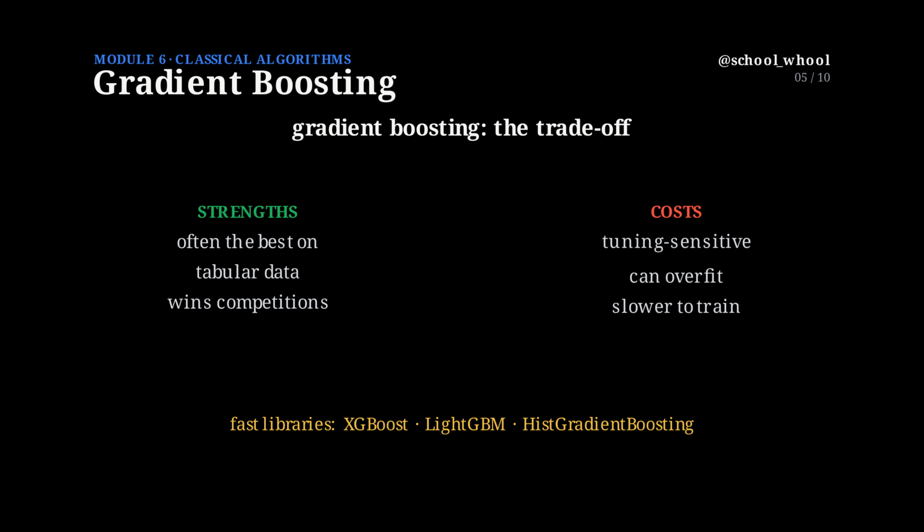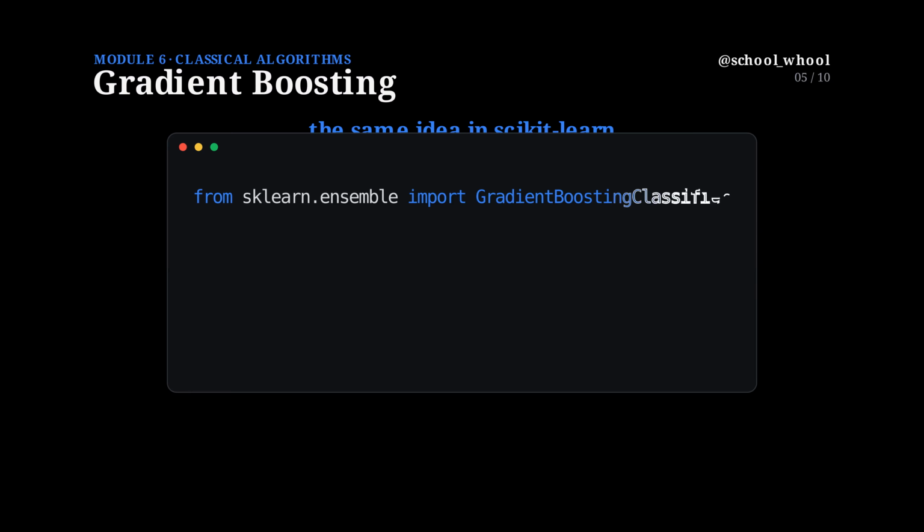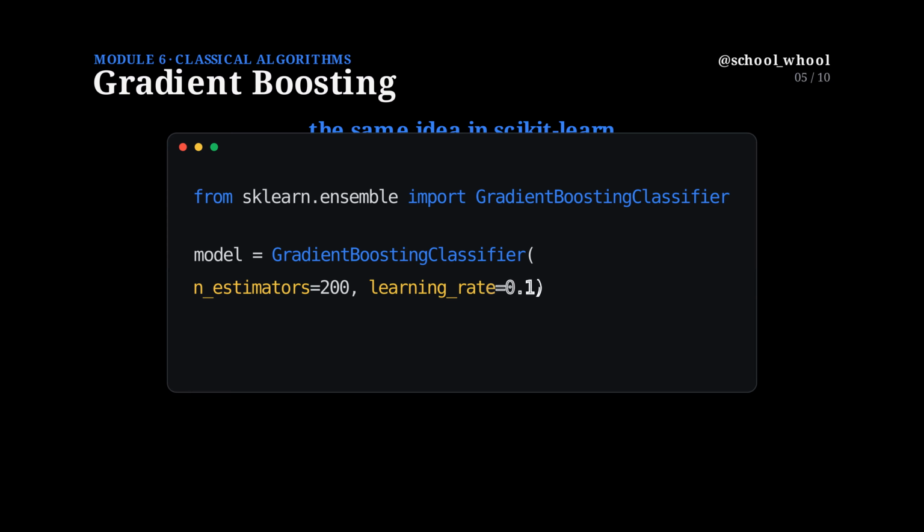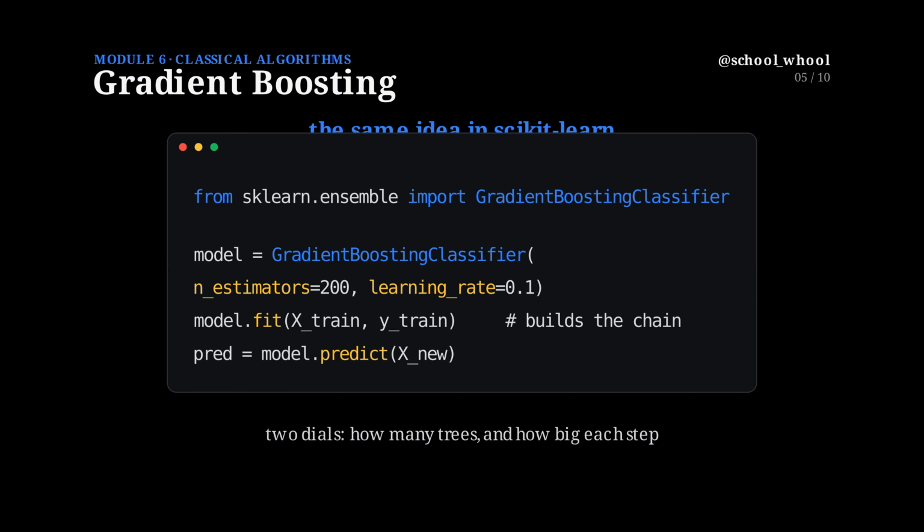In scikit-learn, we reach for a gradient boosting classifier. We set the number of trees and the learning rate, the two dials we just talked about. Then the same fit and predict, and it builds the whole chain for us.